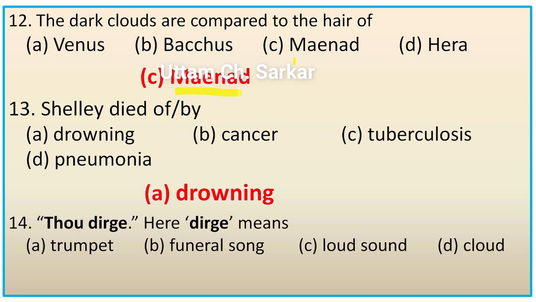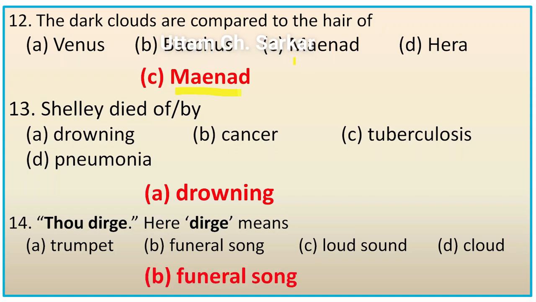Next, question number 14. "Thou dirge of the dying year." Here dirge means, actually the word dirge means funeral song. So the right option is B. The blowing of the wind is compared to the dirge for the dying year. So the right option is B.